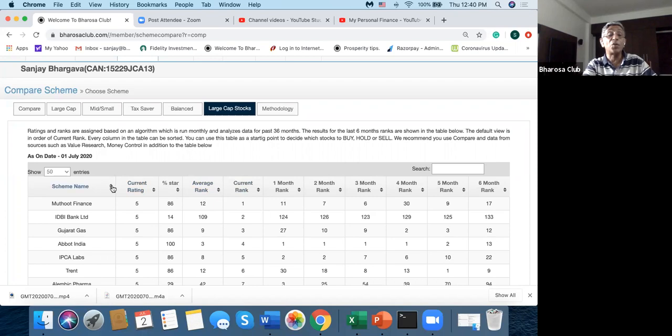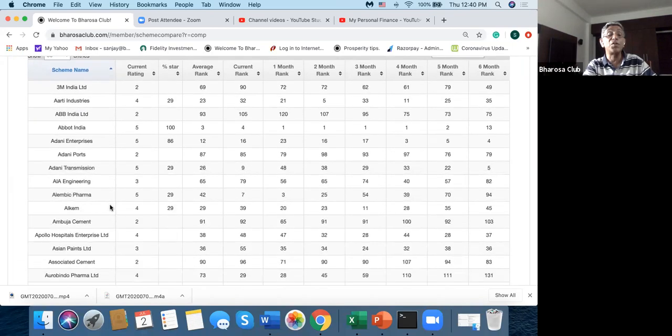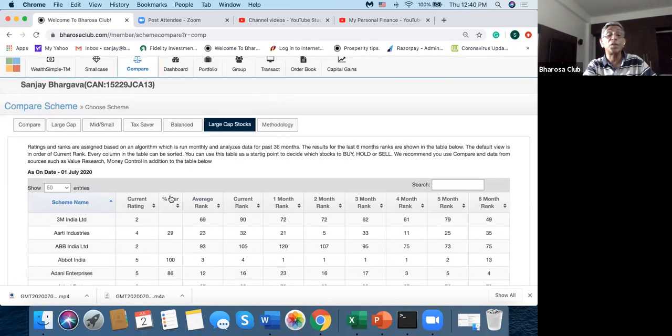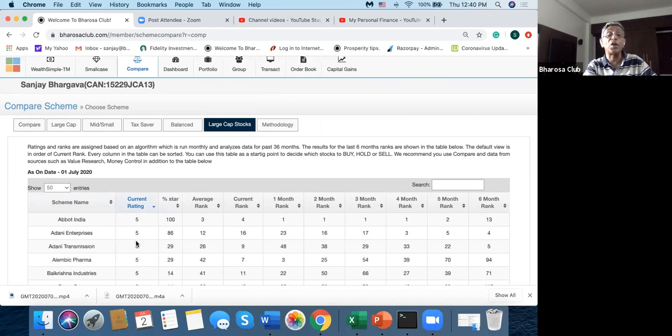And these things on the top, if you click this, for instance, it's now sorted alphabetically. So it'll be very easy to find a stock. If I sort it by the current rating, then this is now for rating 1. If I do it the other way, it's rating 5. Then these are the number of times it has been a 5-star stock, so 100% in our 7-month kind of thing. This is the average rank.